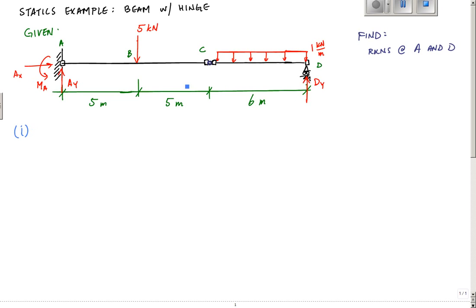is, after you draw these out, you draw your free body diagram, so draw FBD, and then you want to separate at the hinge. All right, we're going to separate at the hinge, and we're going to make two separate drawings.